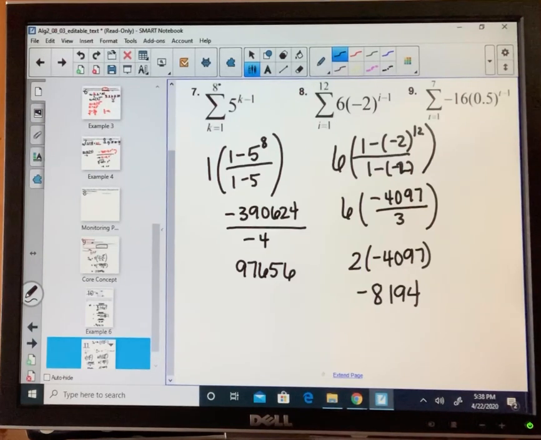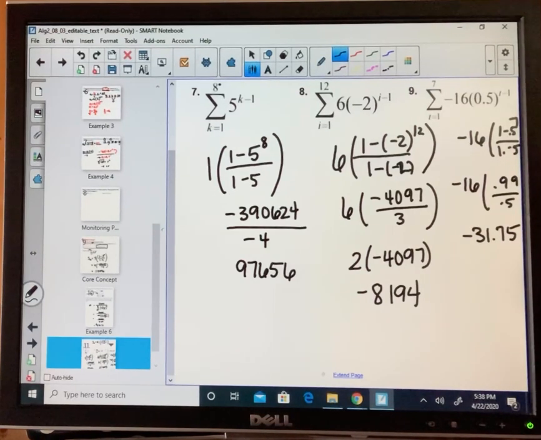Okay, this last one, negative 16 times 1 minus 0.5 to the 7 over 1 minus 0.5. So get negative 16. 1 minus 0.5 is 0.5 on bottom. 1 minus 0.5 to the power of 7 is 0.99. Divided by 0.5 times negative 16. And I get negative 31.75. That's how I would do these problems.